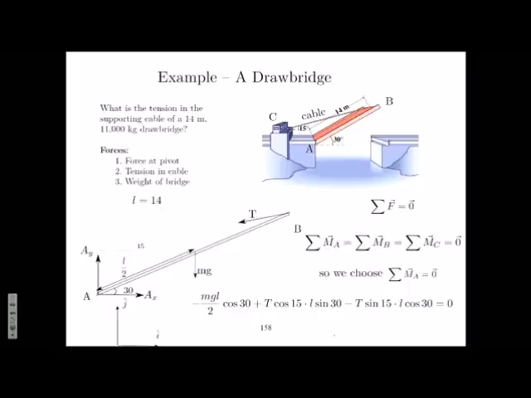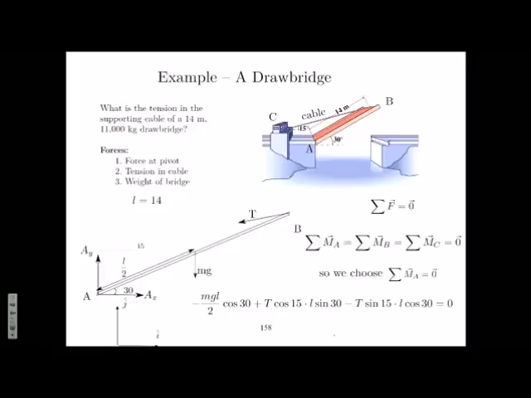Okay, so given this drawbridge, the question is, what is the tension in the supporting cable of this 14-meter long and 11,000 kilogram drawbridge? So how do we solve this problem? Well, if the question is not saying anything about equilibrium, you can assume equilibrium, at least in Mech 101 class. So if this is an equilibrium, then we know we can apply two conditions.